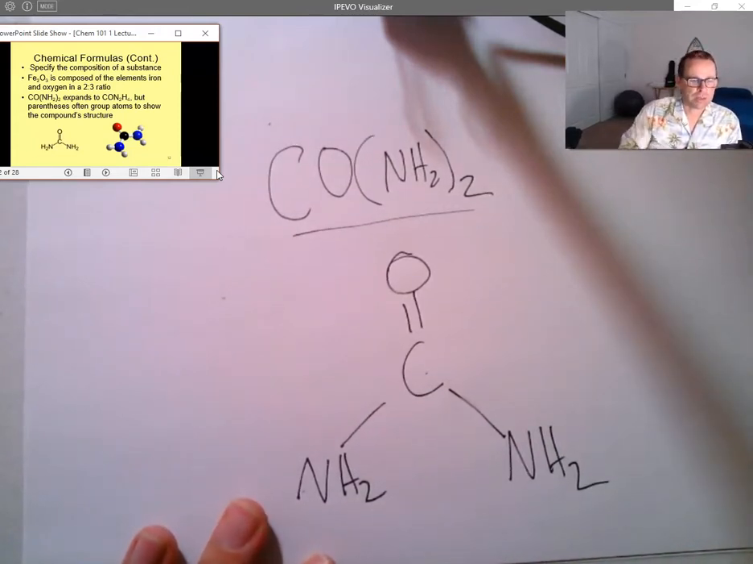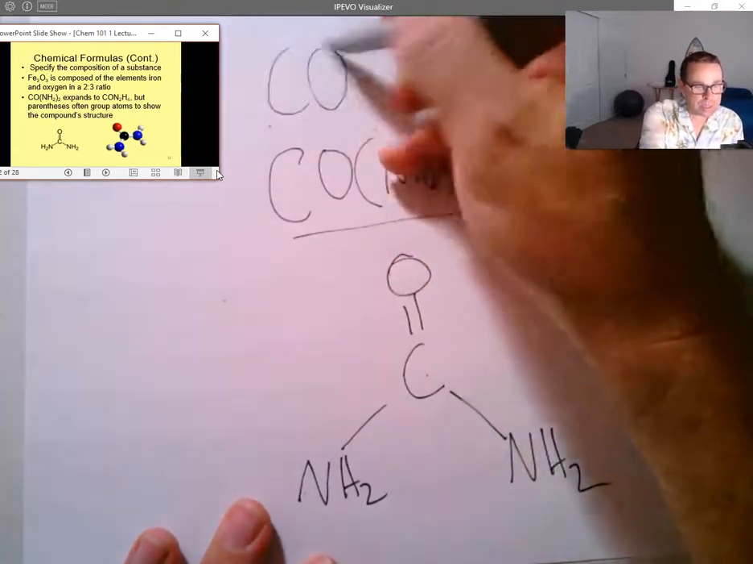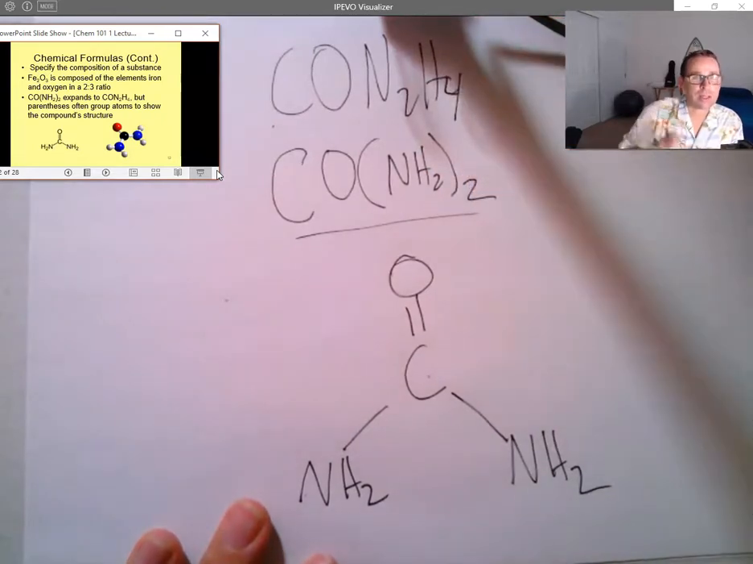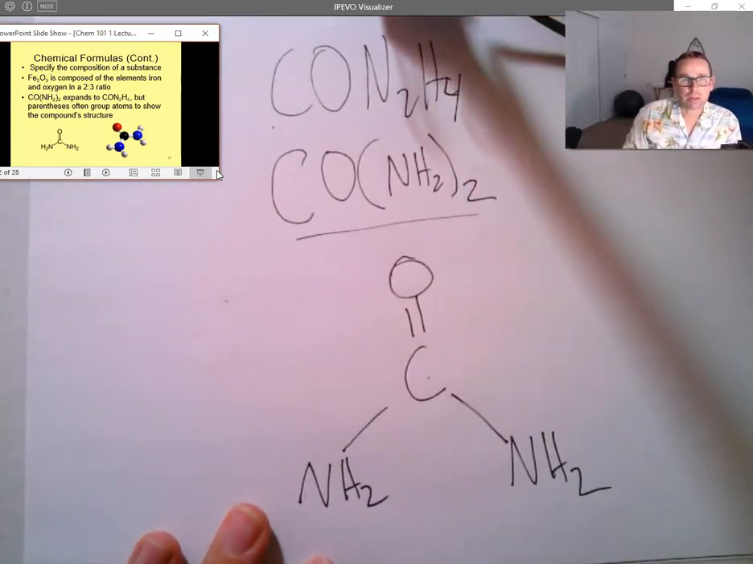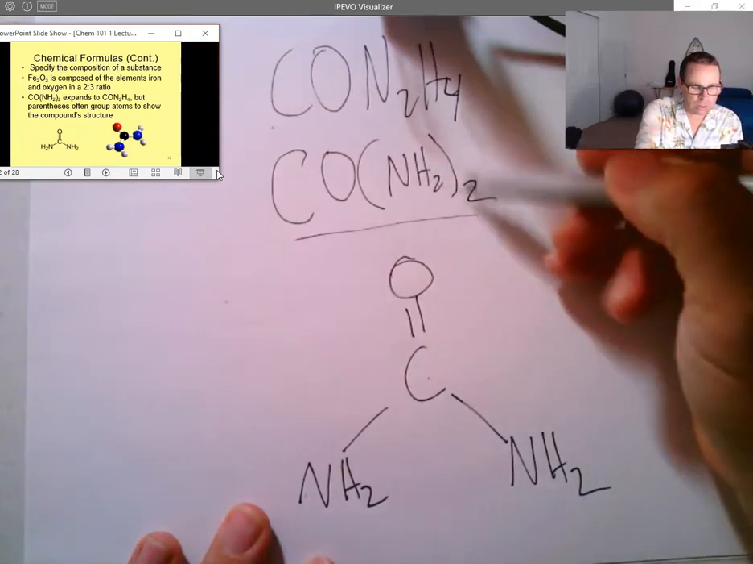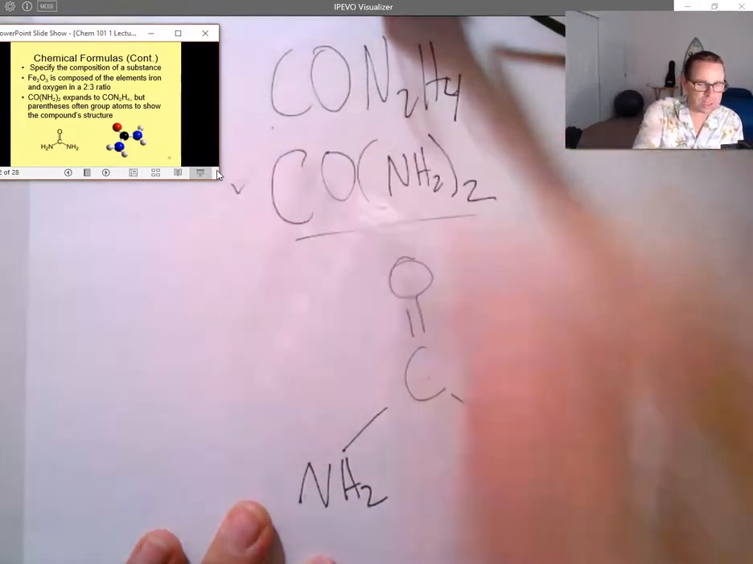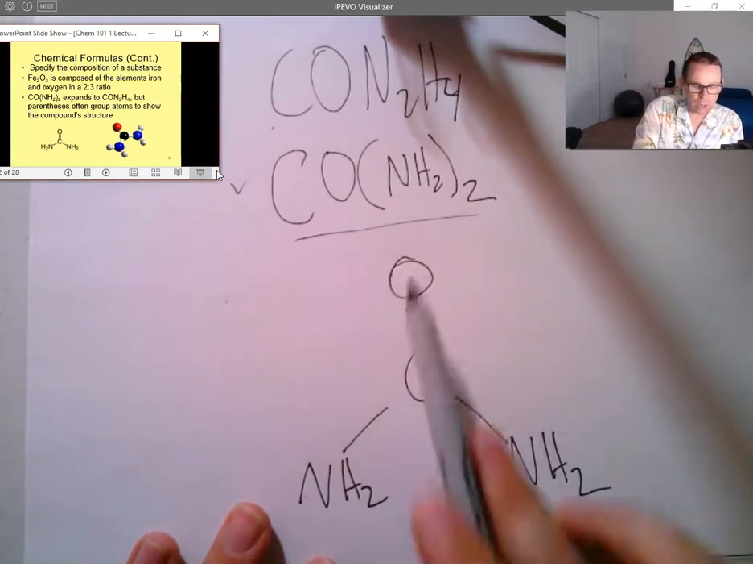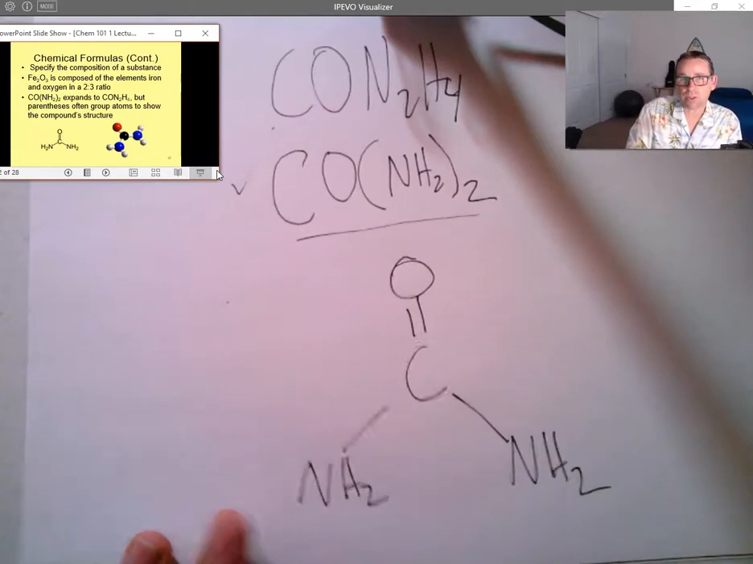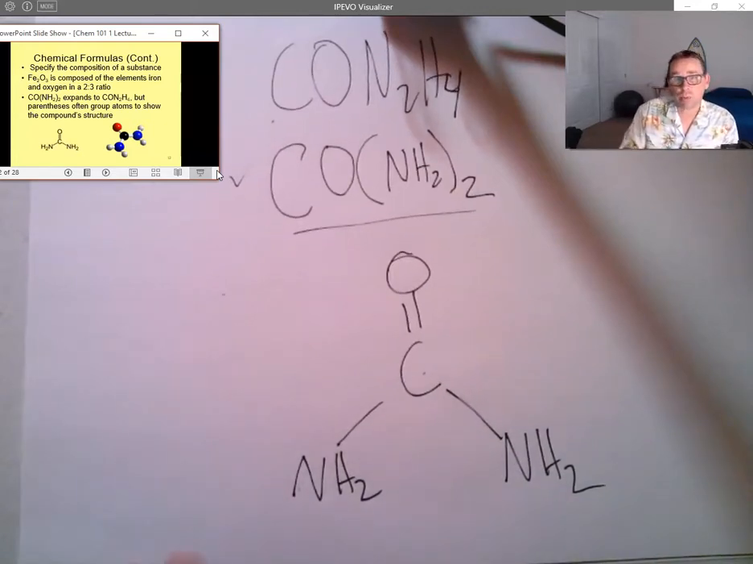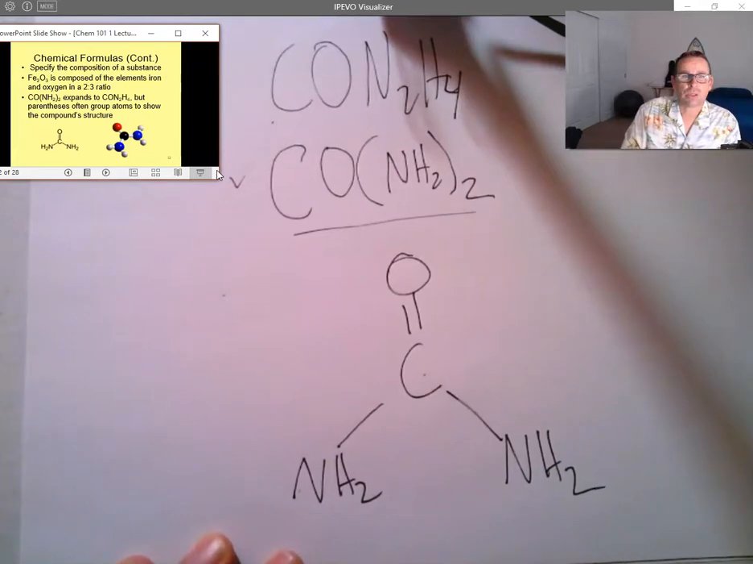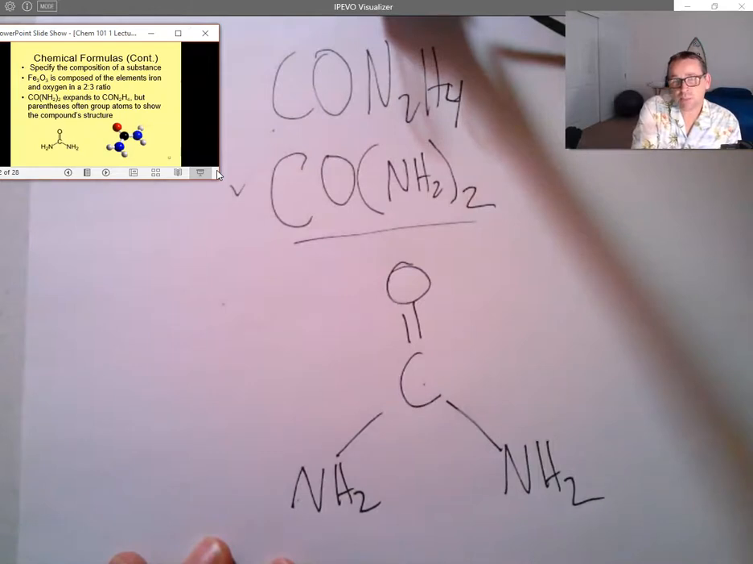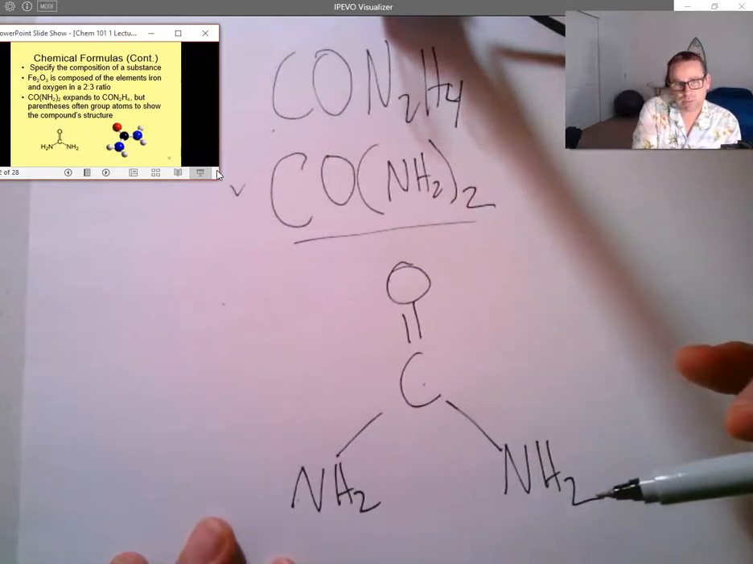So sometimes, another way to write this chemical formula, which you might see, is CON2H4, right? That's a completely legitimate way to write it. But the second one helps us understand the structure a little bit. Now there's other ways that the carbon and oxygen and 2 nitrogens and 4 hydrogens can come together to form compounds. This isn't the only way. So it's possible that you see a chemical formula and it can represent more than one kind of molecule.